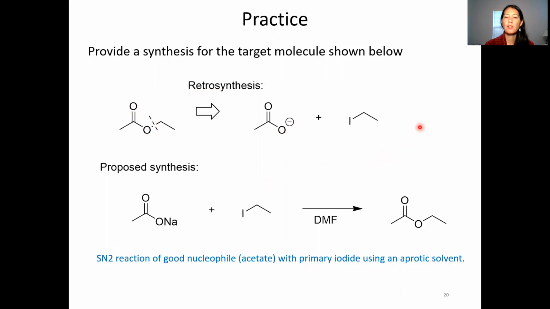So that's my retrosynthesis. And then now I write the proposed synthesis in the forward direction. I would use sodium acetate as my reagent or substrate, however you want to look at it, and ethyl iodide. This will proceed through a SN2 mechanism because acetate's a good nucleophile and you're using a primary alkyl halide here. So I chose, again, a polar aprotic solvent. I just used DMF. That's another one. Acetonitrile is another one, just to change it up, and you will get your ester product.